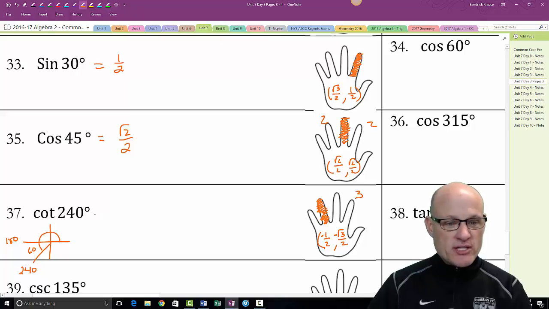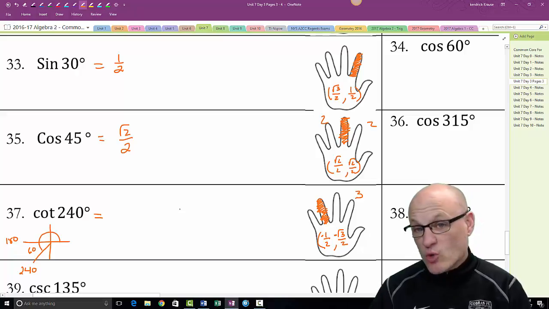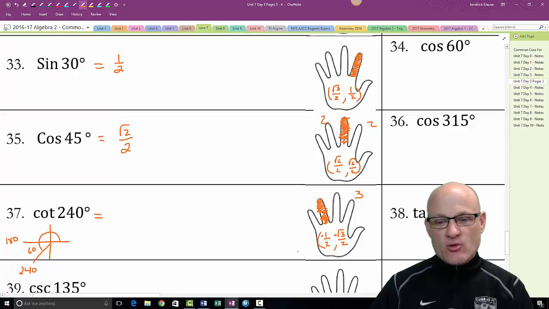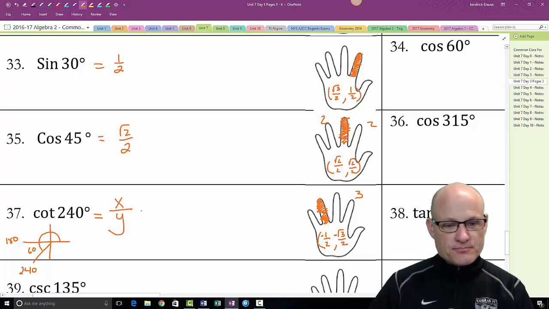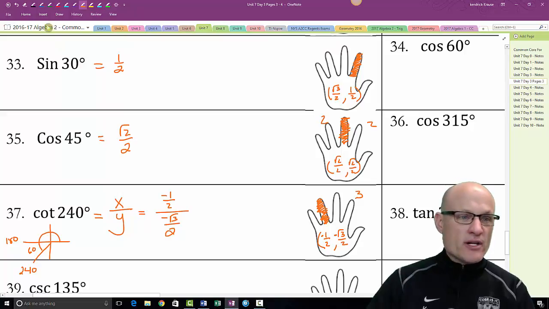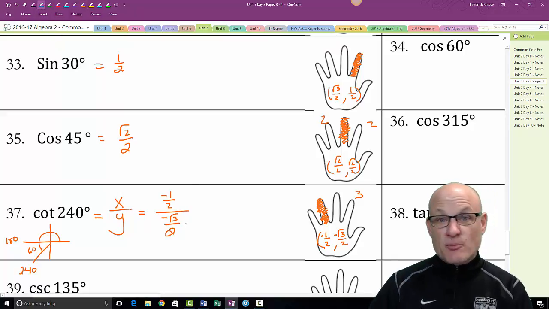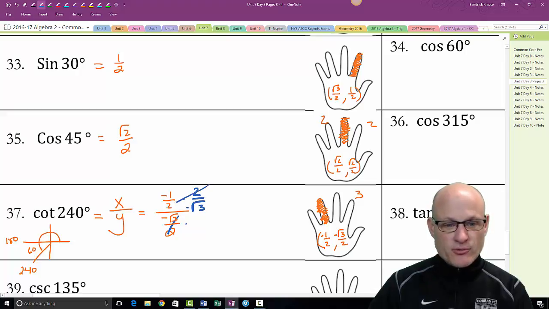So here, I want cotangent. Oh, wait a second now. Here's how it's going to work with cotangent and tangent. I don't really need the divide by 2. So I'm going to go through this once with you. It's really x over y, which is really -1/2 over negative square root of 3 over 2. Now, in order to solve this, what you'll end up doing is multiplying by the reciprocal. If you divide by a fraction, you multiply by a reciprocal. So watch what happens to the 2's.